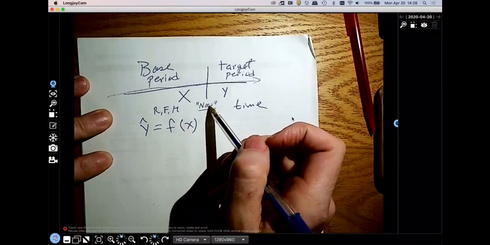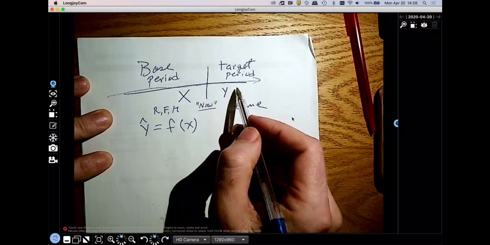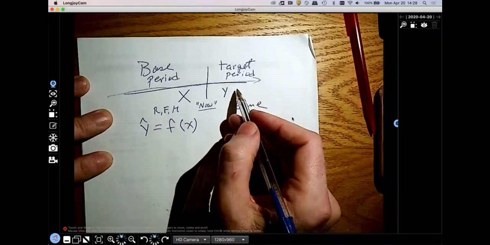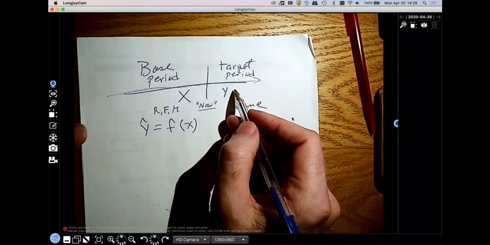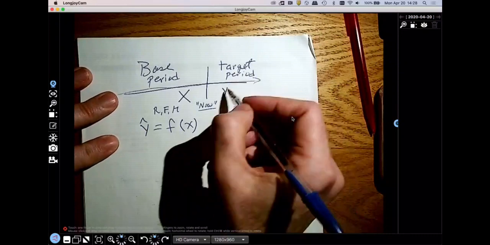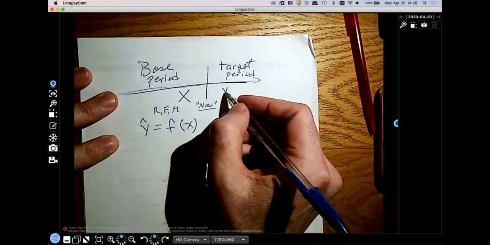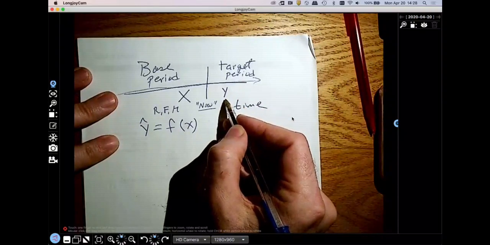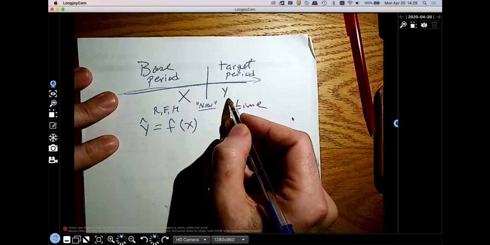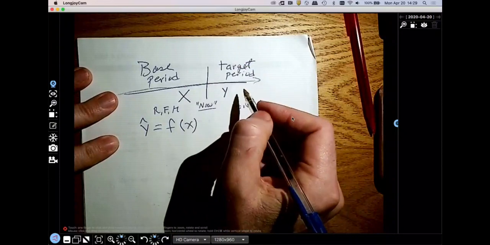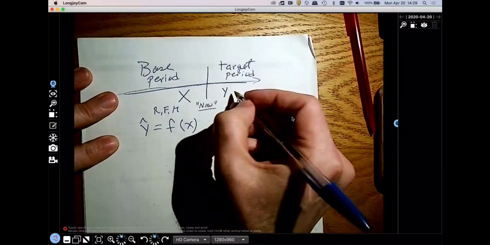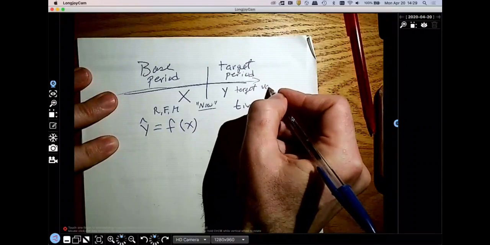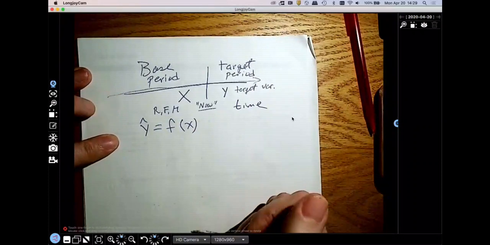After this decision was made, we're going to assume that we're using all of the people who got exposed to the contact point, and I observe their response. Their response is going to be a Y. That's going to be the observed behavior. We call this the target period, and sometimes we call Y the target variable, or the target amount.